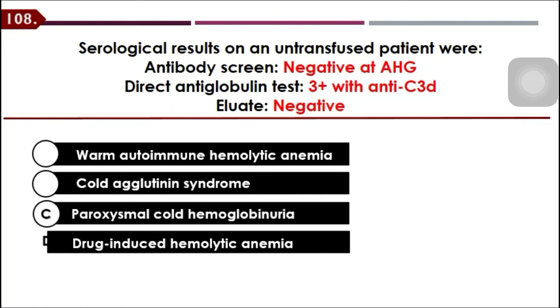Next, serological results on an untransfused patient where antibody screen po is negative at AHG, but sa DAT, 3 plus po with anti-C3d. LU weight is negative. So sa tingin nyo, anong condition to? So letter A, warm autoimmune hemolytic anemia. Letter B, cold agglutinin syndrome. Letter C, paroxysmal cold hemoglobinuria. Or letter D, drug-induced hemolytic anemia.